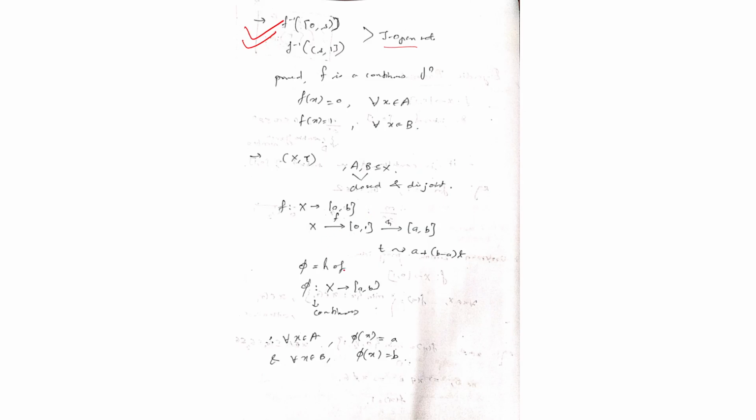So here, if we consider f as a map from X to the closed interval a comma b, we can extend this 0 comma 1 to a comma b, and you can form a new function phi by the composition of h and f. So you can see that for all x belongs to A, phi of x is equal to a, and for all x belongs to B, phi of x will be b. So we have extended the Urysohn lemma to a closed interval a comma b, which was earlier defined for the closed interval 0 comma 1.